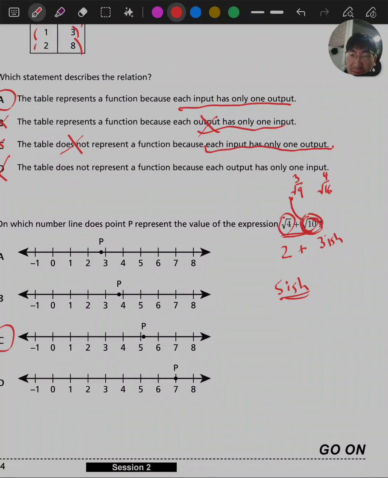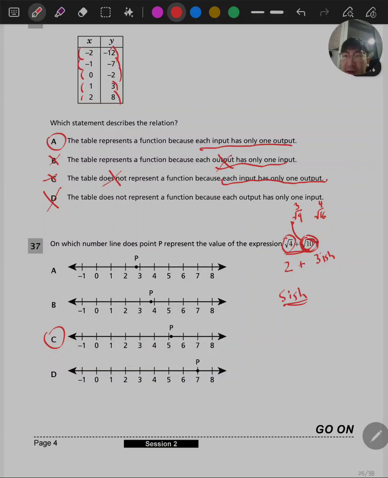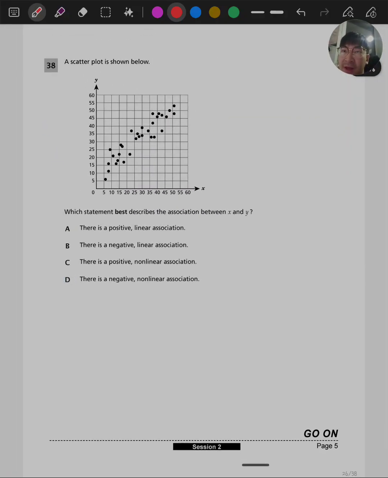If you don't have a good sense of the number line, you should practice, but if not, you could also use a calculator and do this math, but this is the best way, okay? All right. 38, a scatter plot.